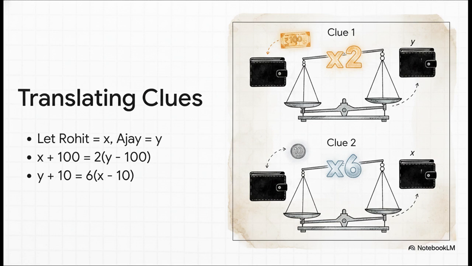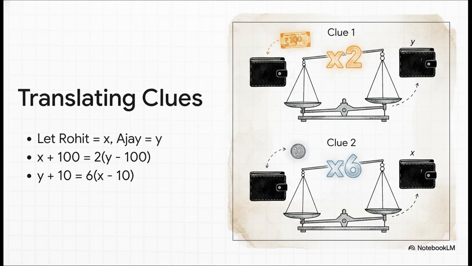Rohit says, "Give me 100," so that's x plus 100. He goes on, "I shall then become twice as rich as you." Well, if Ajay gives away 100, he now has y minus 100. So clue 1 is x plus 100 equals 2 times the quantity of y minus 100. Then Ajay fires back, "If you give me 10," so Ajay becomes y plus 10, he continues, "I shall be 6 times as rich as you." Since Rohit just lost 10, he is now x minus 10. This gives us clue 2, y plus 10 equals 6 times the quantity of x minus 10.